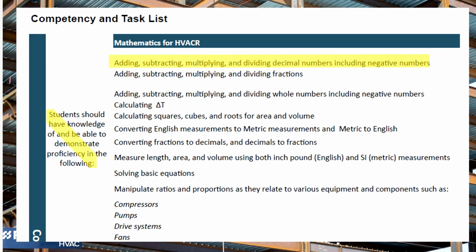If you have taken any kind of test recently, such as the NATE certification test, you would find that there is a base of knowledge that you are supposed to be able to demonstrate proficiency in, such as adding and subtracting and multiplying and dividing decimal numbers, including negative numbers, adding and subtracting, multiplying and dividing fractions, calculating a delta T, calculating squares, cubes, and roots for area and volume, measuring the length and area and volume using both inch pounds English and SI metric, and solving basic equations that relate to HVACR.